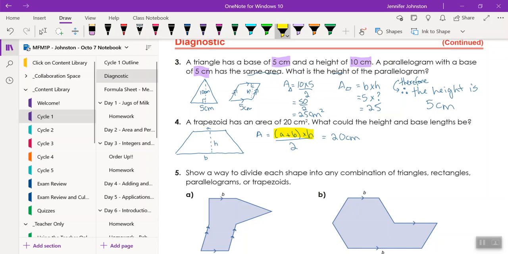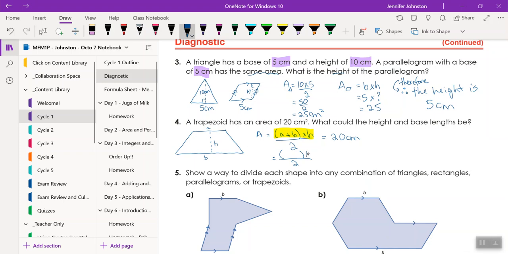It's 40. 40 divided by 2 gives us 20. That means on top, we will have to make 40. Okay, so let's go ahead and do that. All right, so if we know 40, 40, 40.